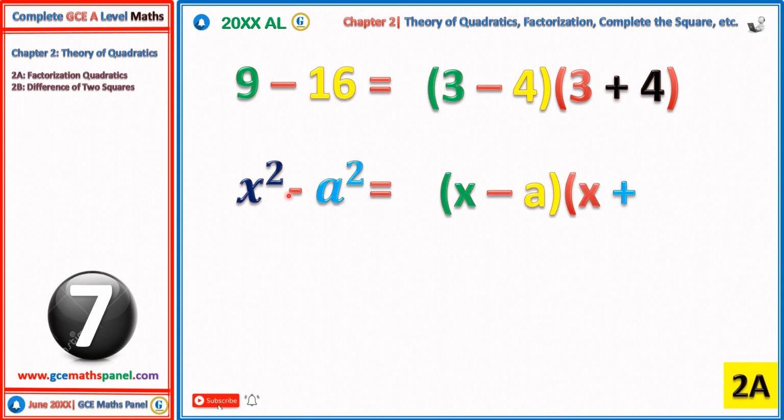The same with this one. The square root of x squared is x, and the square root of a squared is a. So you have x and a, x and a. One bracket is positive, one is negative. Any one can be positive, any one can be negative.